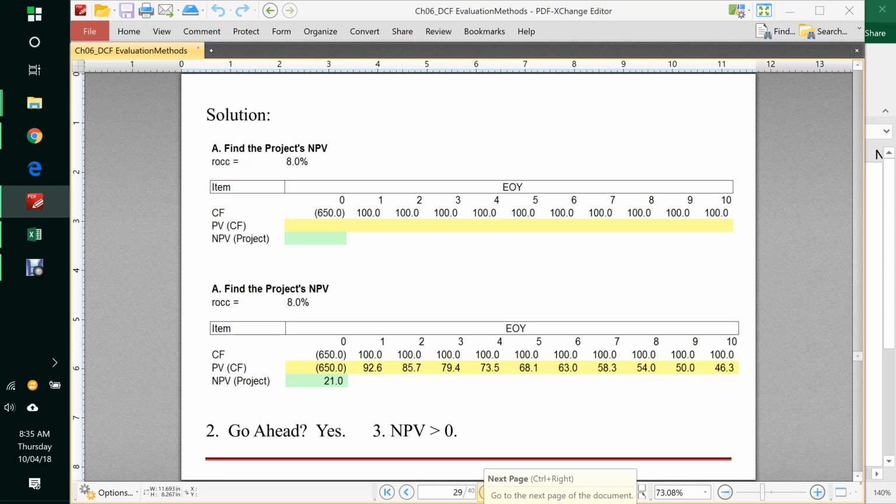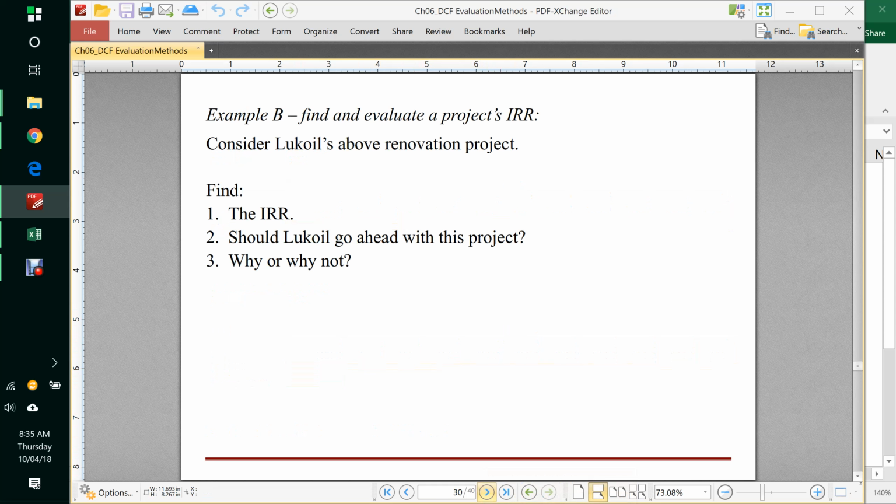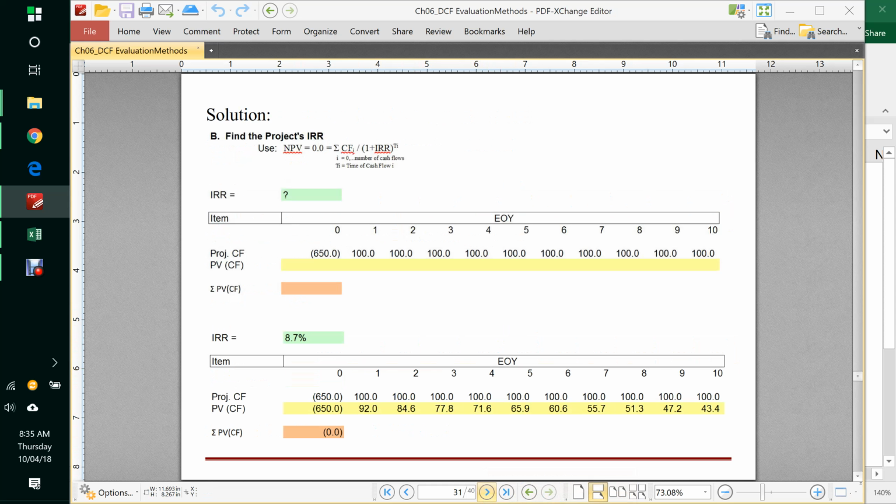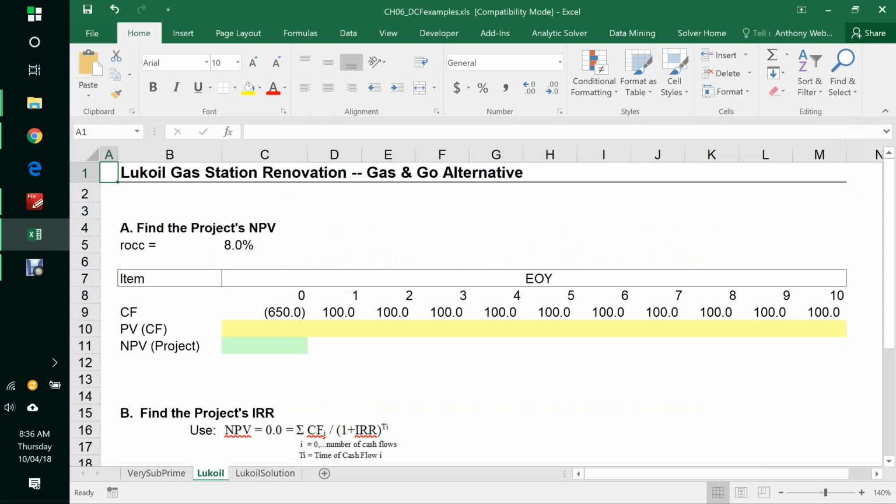But I just want to point out here that I do have the answers shown for us here for both NPV and following for the IRR. So you're welcome to come back and refer to these answers as necessary. Okay, with that, let's jump right into the Excel without any further ado here.